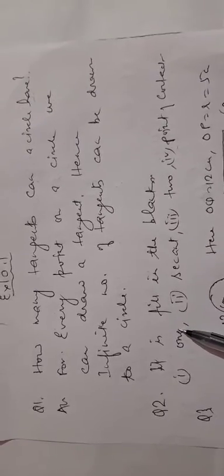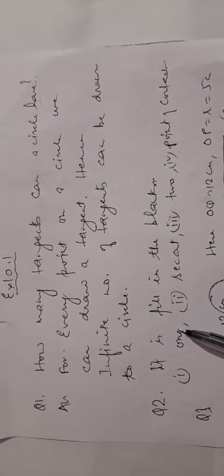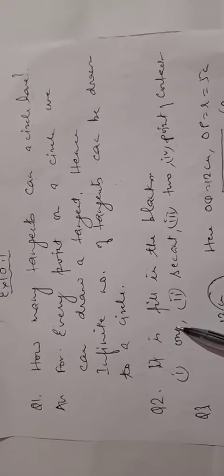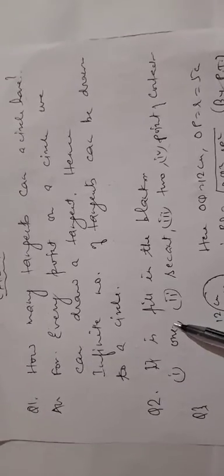Now question number 2 has fill in the blanks. The first one is: a tangent to a circle intersects it in dash points. Here you have to fill up the blank. As we know, a tangent to a circle touches it at only one point, so here we will answer 1 point only.